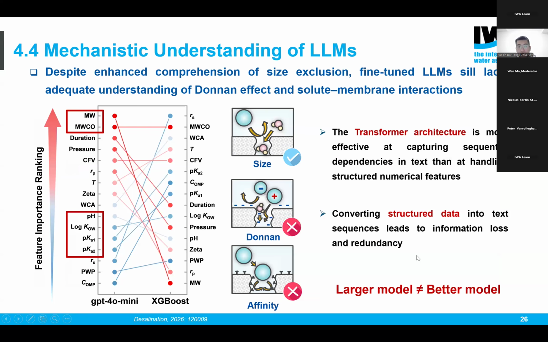So we are thinking about why. We know that the large language models are trained with many chips and consume a lot of electricity, but their performance in such a small process is worse than the conventional small machine learning models. So we guess that the transformer architecture is more effective at capturing the sequential dependencies in text than at handling structured numerical features. The structured data in this study is the rejection data of the membrane. And we are guessing that converting the structured data into text sequences leads to information loss and redundancy. So there's a simple conclusion that the larger model does not represent the better model.